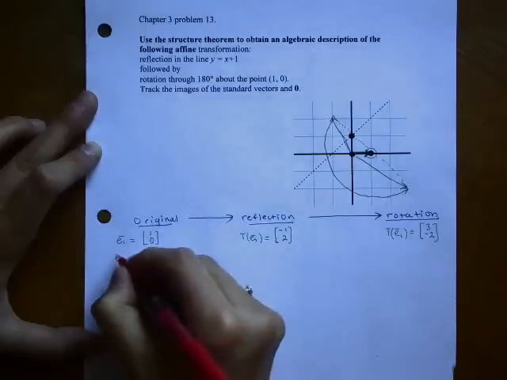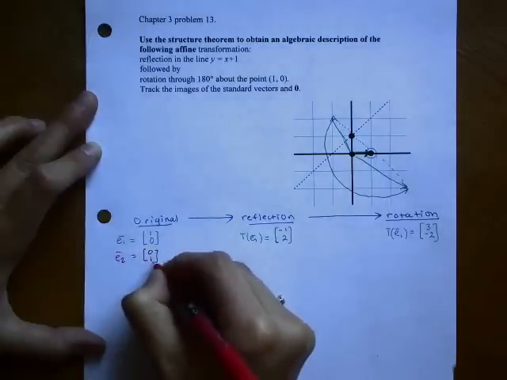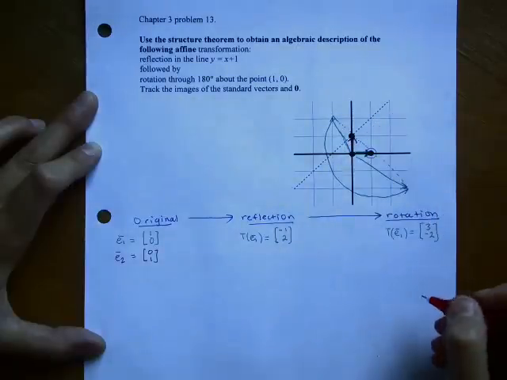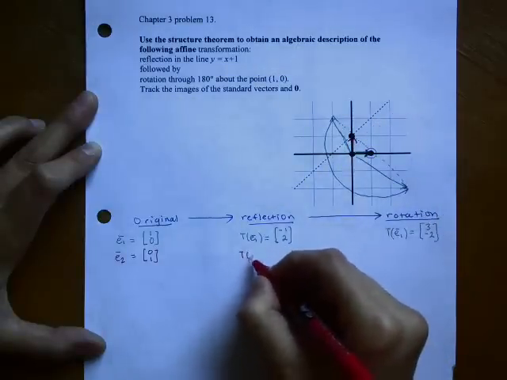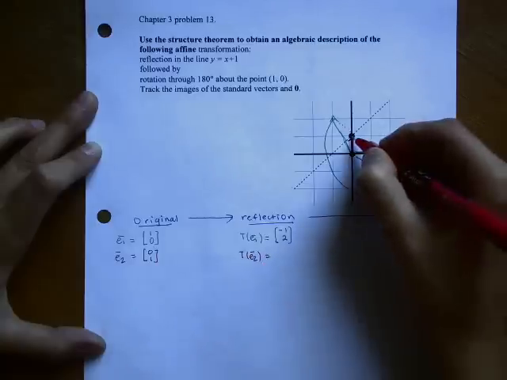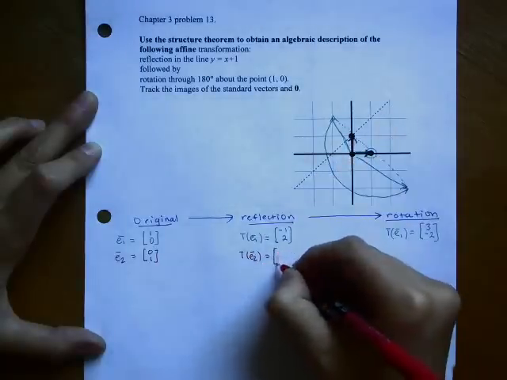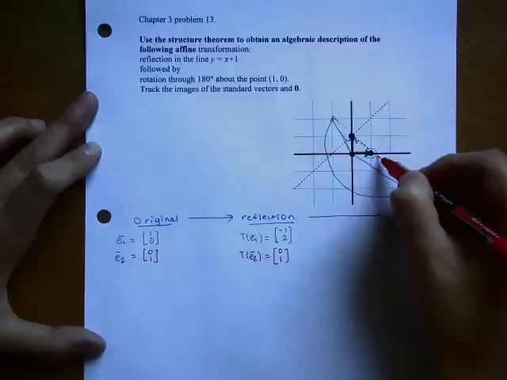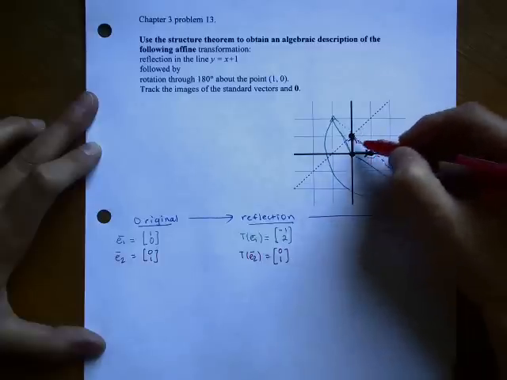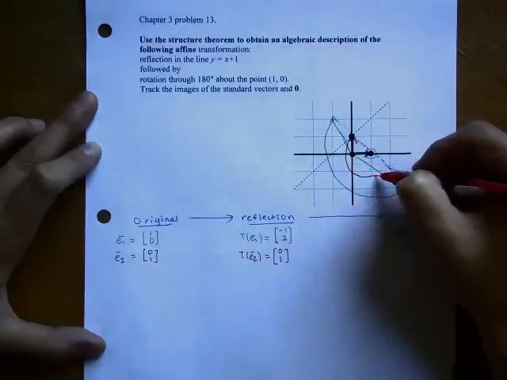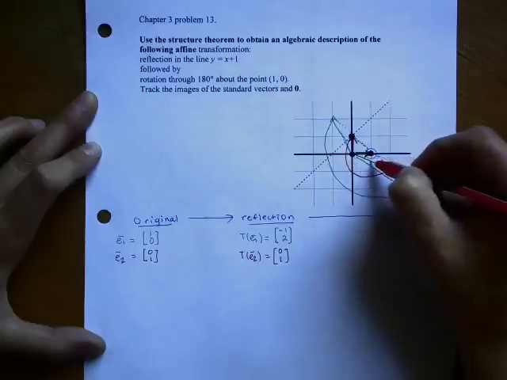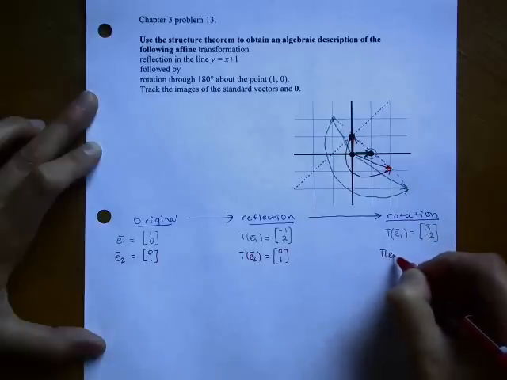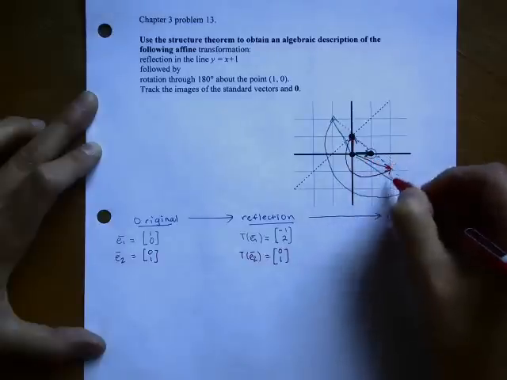Now let's track our e2 vector, which starts out at 0, 1. So our e2 vector starts out there. And now for the reflection, our e2 vector doesn't actually change because it's right on the line. So it stays at 0, 1. Now for the rotation, we're going to rotate 180 degrees around this point. So we end up with a vector there. So our transformed e2 vector is equal to 2, negative 1.